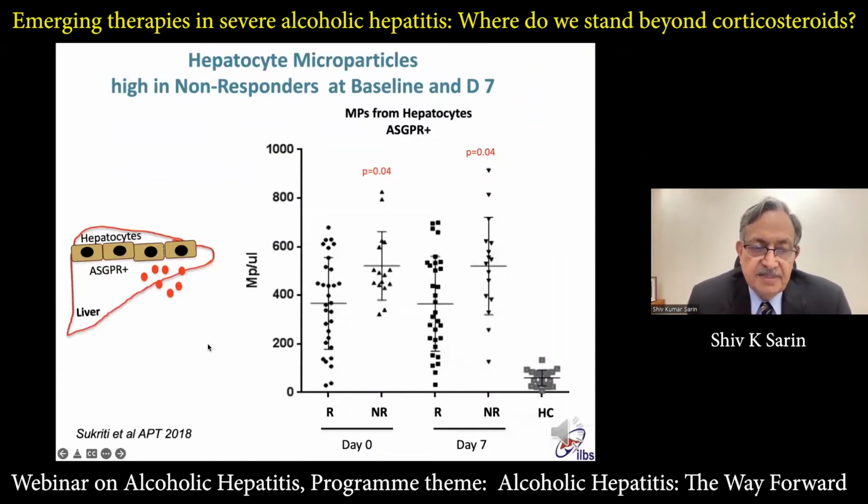The ASGPR, asialoglycoprotein receptor microvesicles. Hepatocytes, once they are dying in alcoholic hepatitis, will release these. Those who are not responding will have high microparticles. Their size is also large. So even at baseline, before starting steroids, you can differentiate a responder from a non-responder. Here, the cell death is much higher to be handled by steroids.